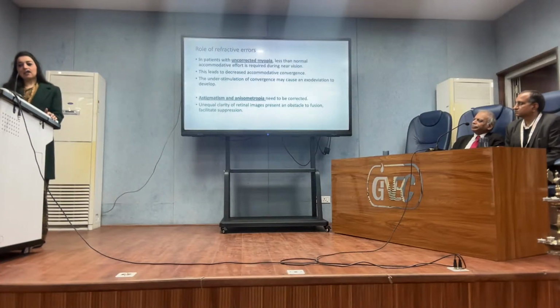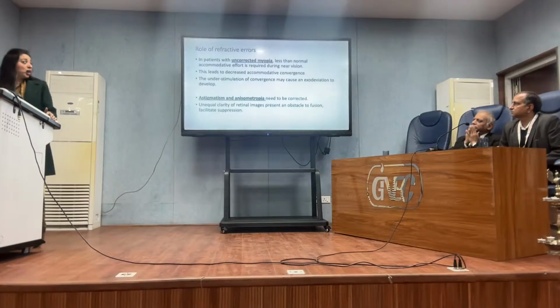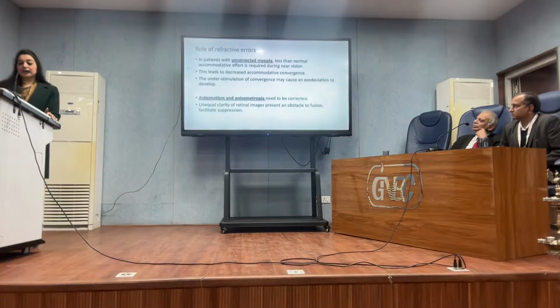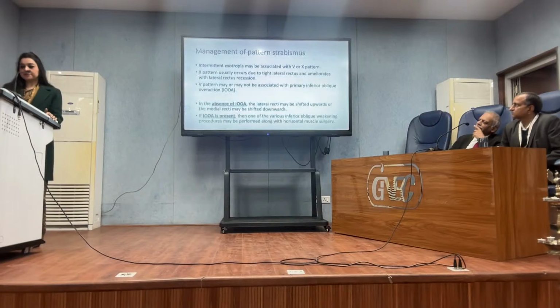Refractive errors: with undercorrected myopia, less than normal accommodative effort is required during near vision. This leads to decreased accommodative convergence, and understimulation of convergence may cause an exodeviation. Astigmatism and anisometropia should always be corrected, and astigmatism is the most common refractive error associated with exodeviations. In patients with very high uncorrected hyperopia, no effort is made to converge. So these patients may also have exodeviations, in contrast to mild hyperopia, which usually has esodeviations.